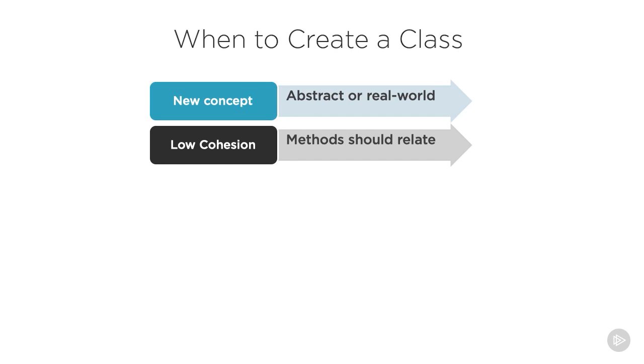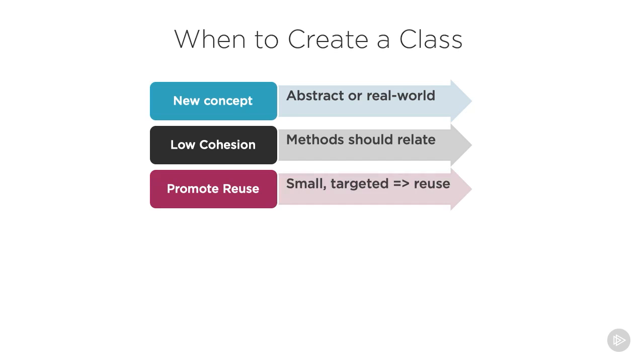If the methods in your class have little to do with one another, it's a sign the class has low cohesion. Classes with low cohesion should be split up into separate classes with more targeted responsibilities. Another reason is to promote reuse. Even if a piece of code could be part of a larger class, put it in its own class if it is useful for another program and thereby easier to work with.